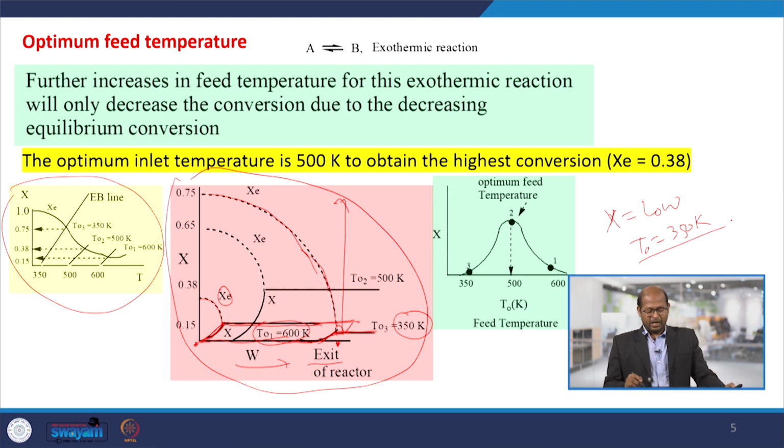And when the feed temperature is 500 Kelvin, that is the temperature at which we have started here.